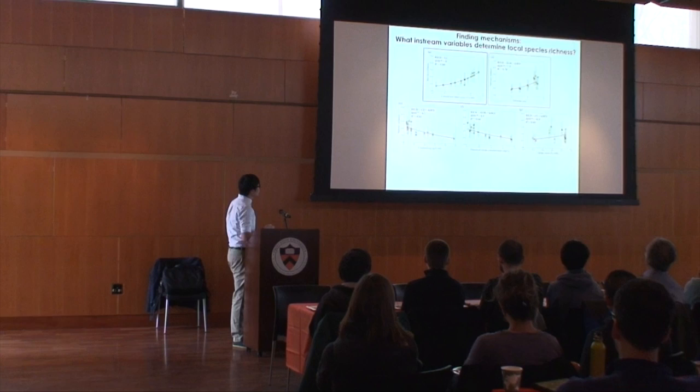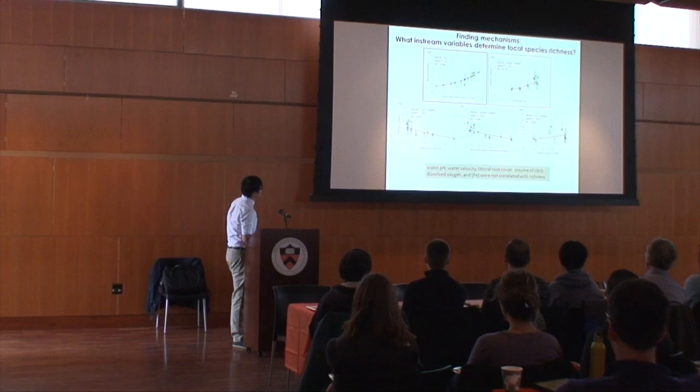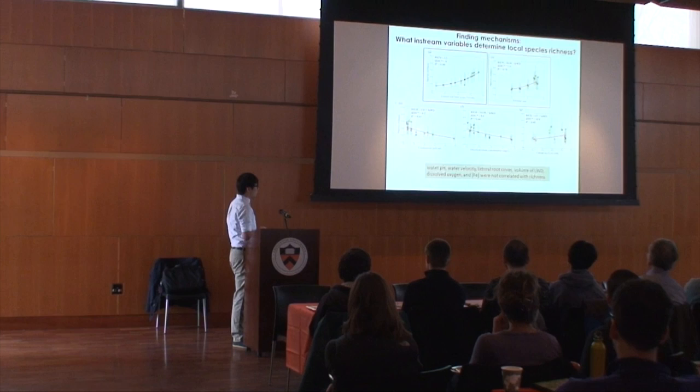So other variables are also important, but not as important as these two variables. We have conductivity, very important. We have dissolved nitrate concentration: as nitrates go up, the number of species goes down. As canopy cover increases, the number of species increases. The variables that were not correlated were water pH, water velocity, root cover, mud, woody debris, dissolved oxygen, and the concentration of iron in the water.